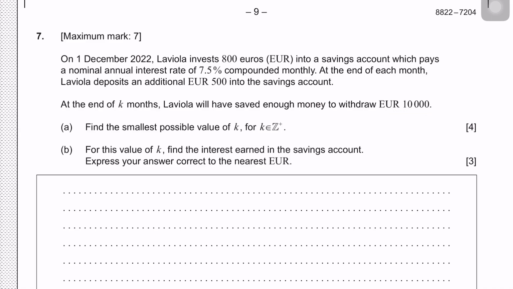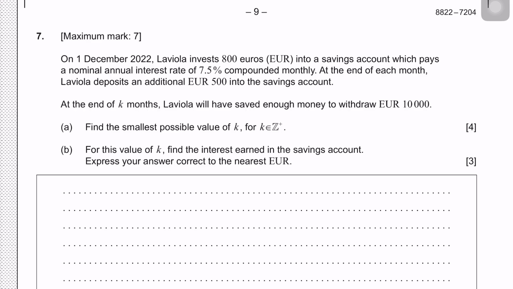Question A asks us to find the smallest possible value of K, for K is an element of the positive integers. Integers, remember, are positive, negative whole numbers. This little positive says we're just talking about positive whole numbers, so counting numbers, 1, 2, 3, 4, 5. No fractions, no decimals, positive numbers, whole numbers.